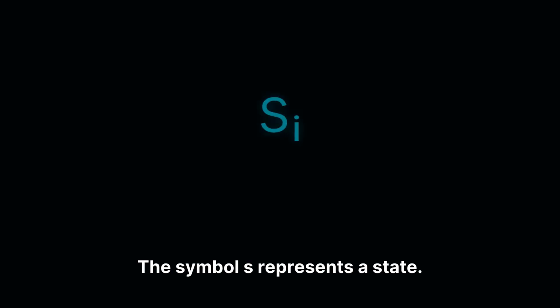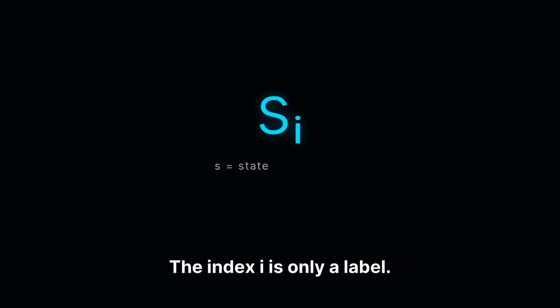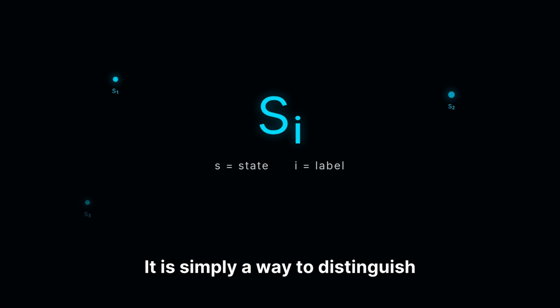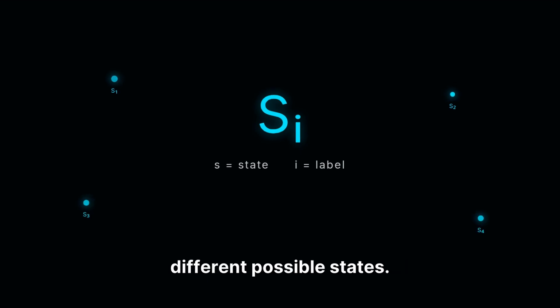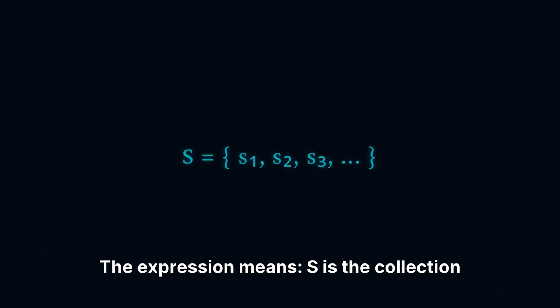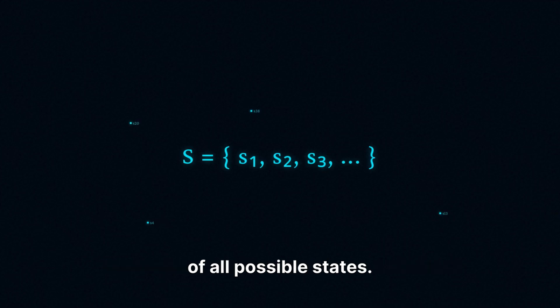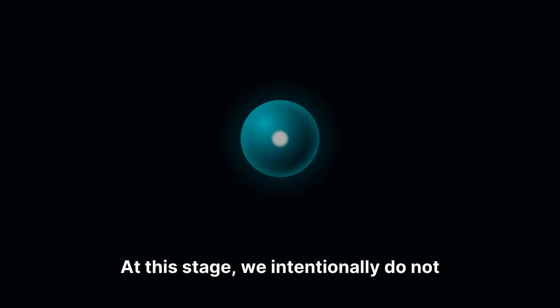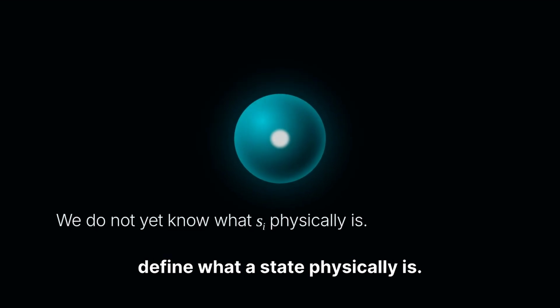The symbol S sub i represents a state. The index i is only a label. It does not yet represent geometry, coordinates, or physical ordering. It is simply a way to distinguish different possible states. The expression means S is the collection of all possible states. Nothing more is assumed. At this stage, we intentionally do not define what a state physically is.